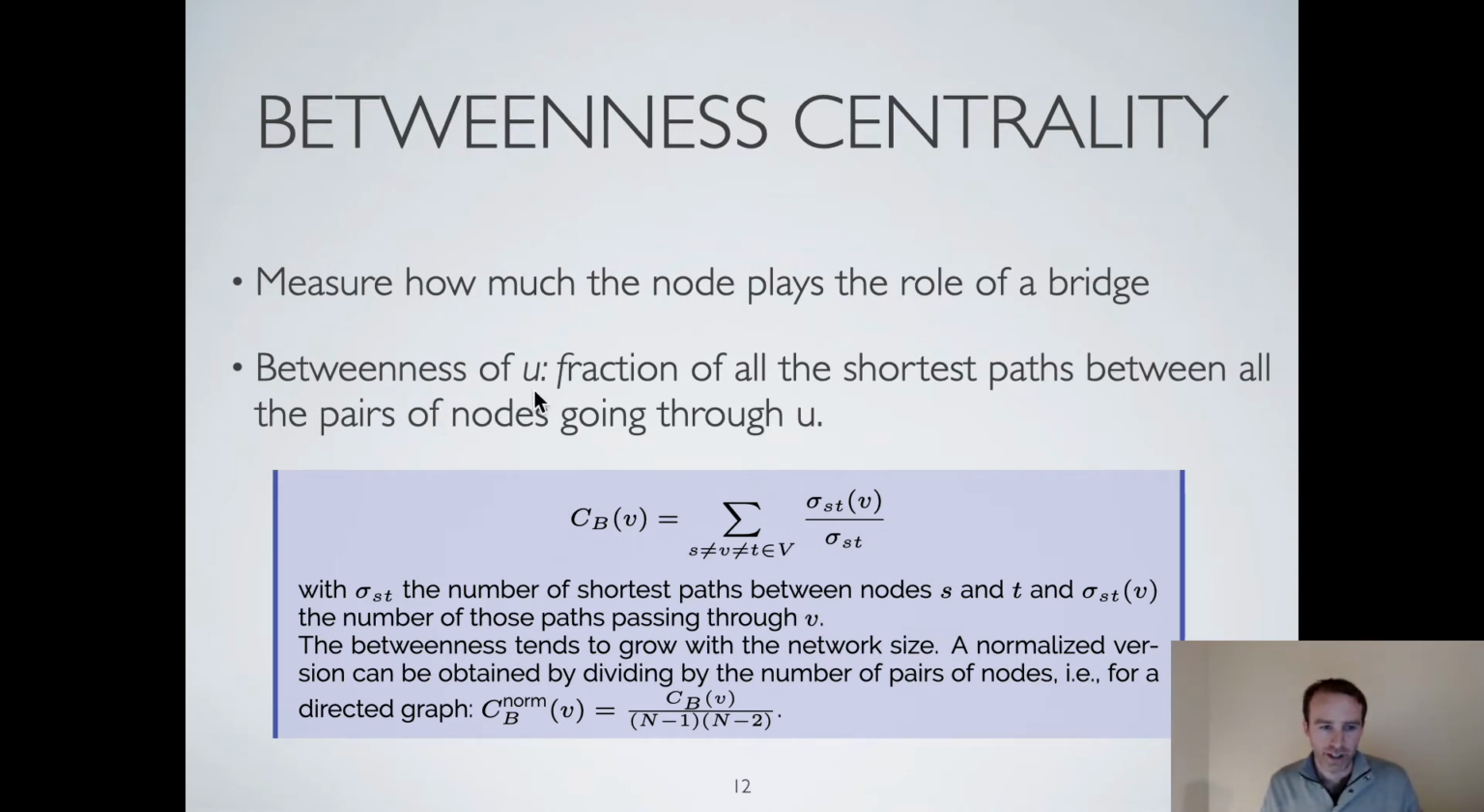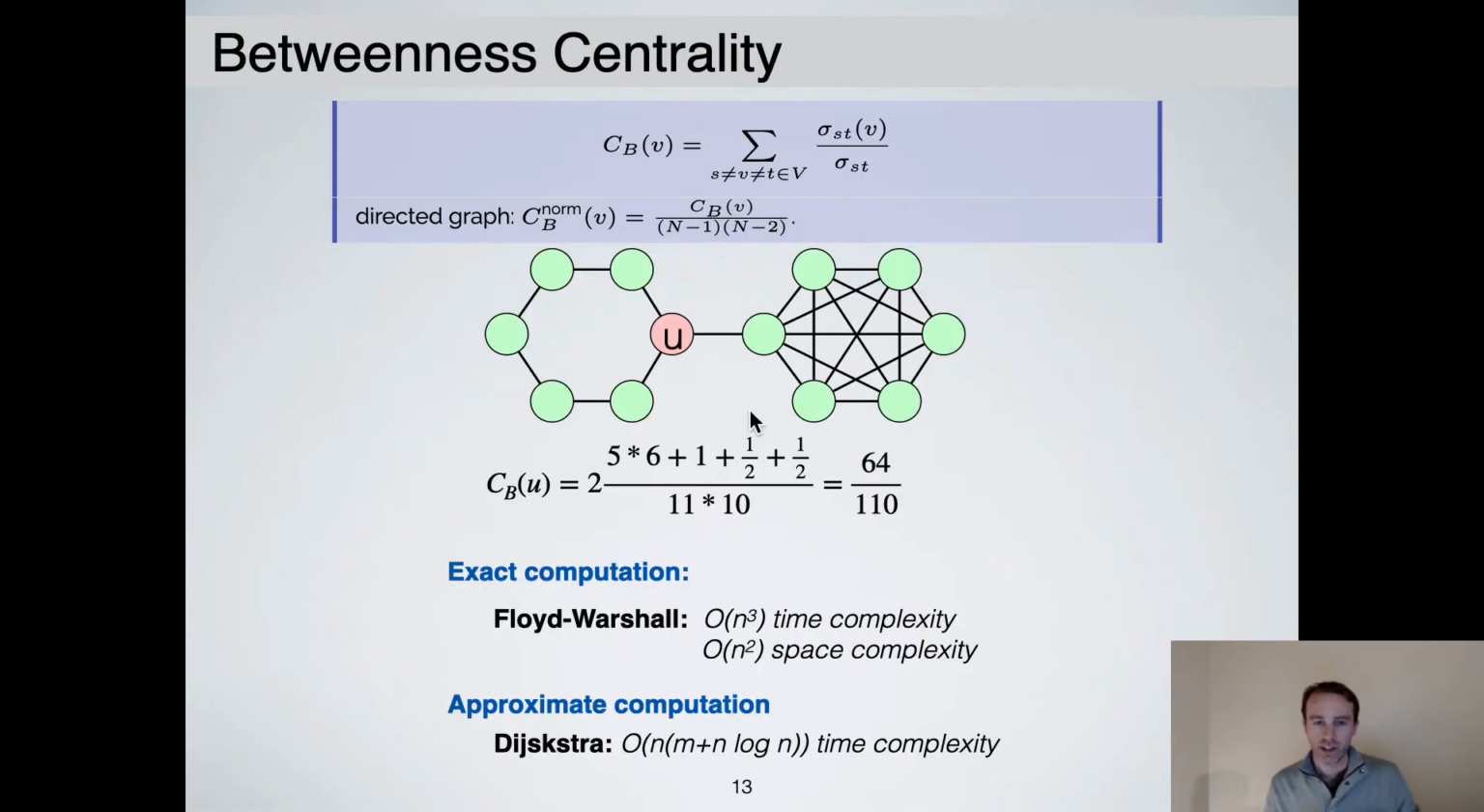So it's defined as the fraction of all the shortest paths between all the pairs of nodes going through node U. The betweenness of U is this fraction of all the shortest paths between all pairs of nodes going through U. So the easiest is to do it with an example. So you have again this network, and you want to compute the betweenness of node U. So intuitively, it will be a high value, because you see that if you want to go from this part of the graph to this part of the graph, you have to go through this node.